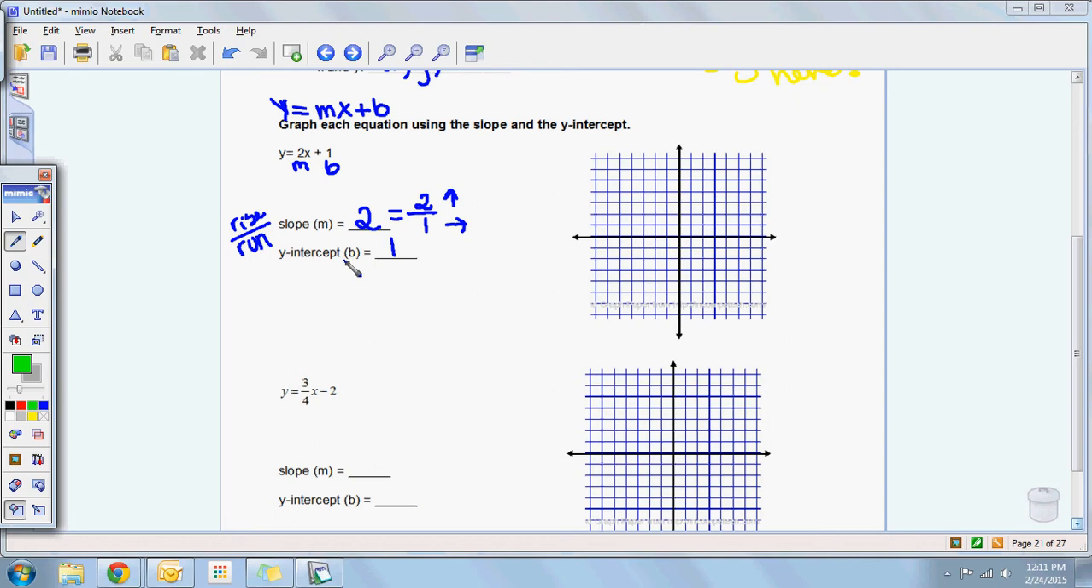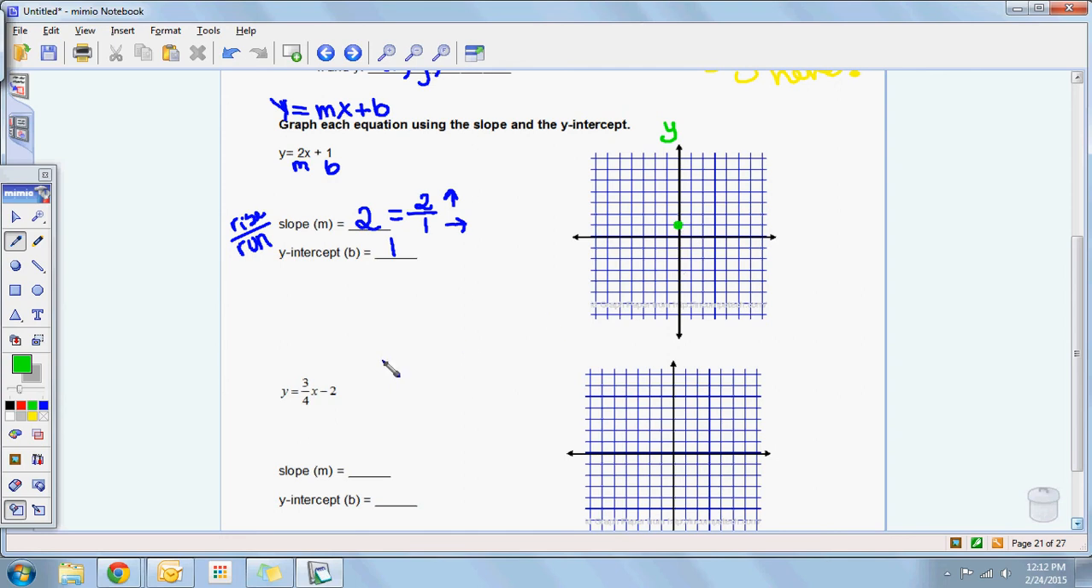Remember, you're going to begin at the b. So we're going to put our very first point at 1 on the y-axis. The y-intercept is on the y-axis. So you're going to put your very first point at 1.